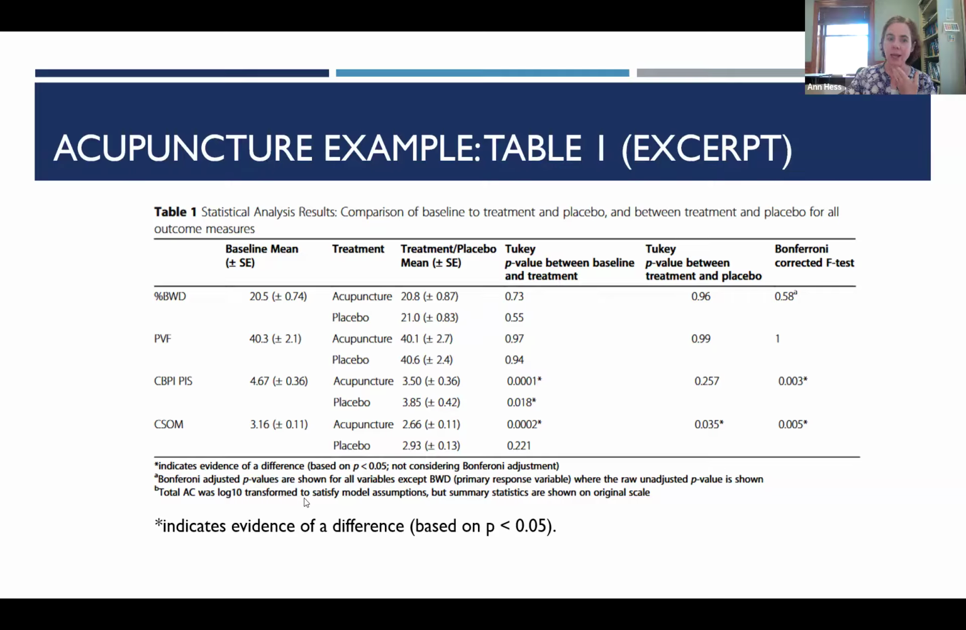Okay? And then down in the footnotes, and I made this bigger so that we could see it, they have the exact p-value and then they have an asterisk, and it says the asterisk indicates evidence of a difference based on p less than 0.05. So this was an example of a paper where they did not use the phrase statistical significance, but they did talk about things in terms of evidence.